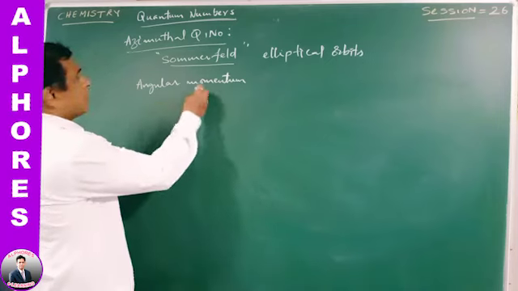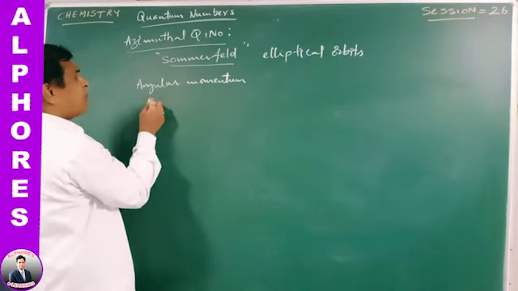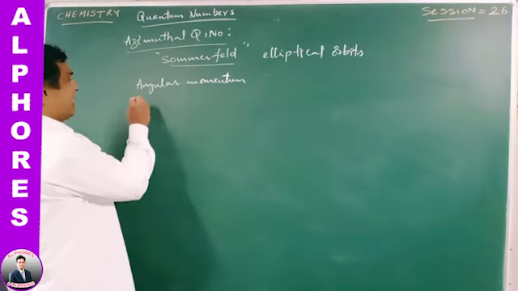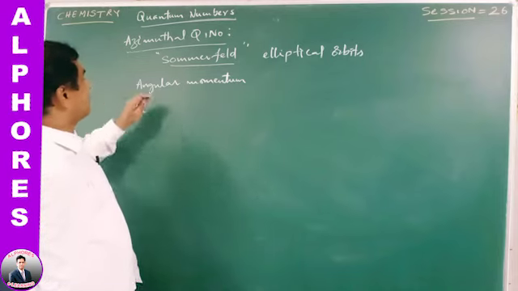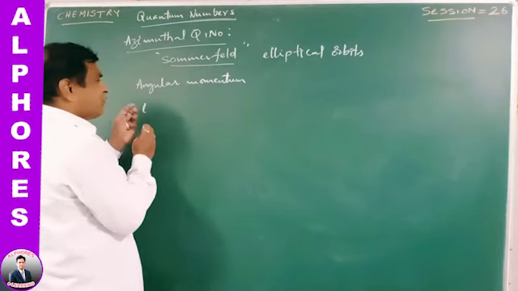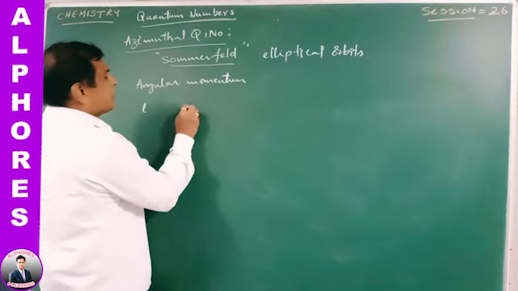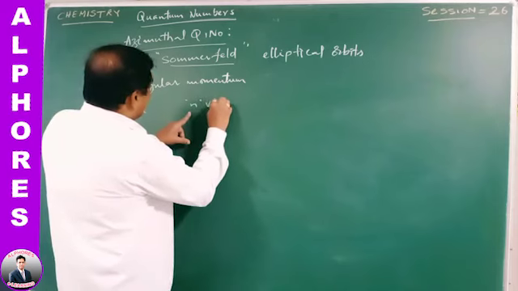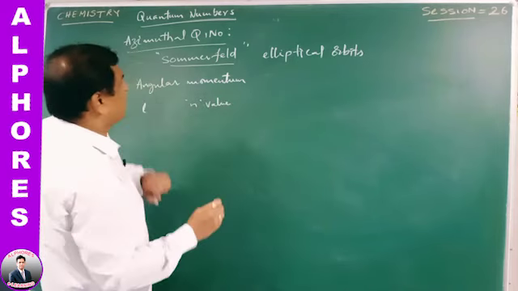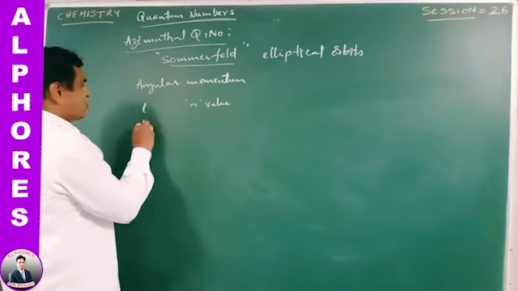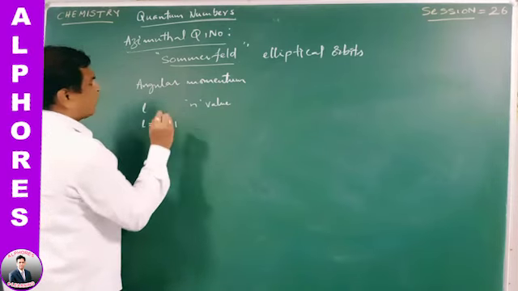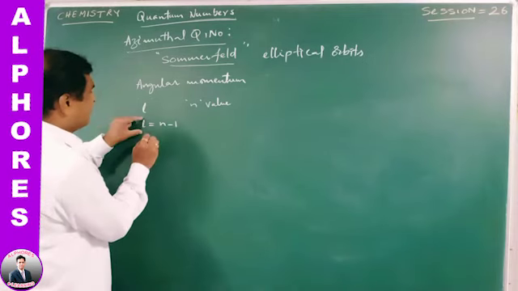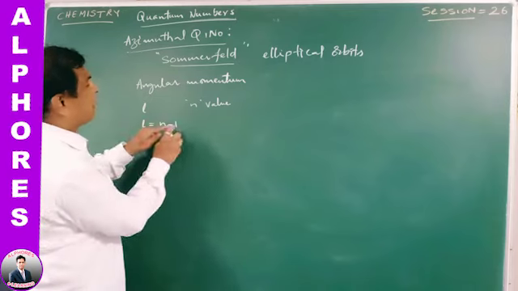Therefore, the azimuthal quantum number is denoted by the symbol L. The values of L depend upon the principal quantum number, that is, the n values. L values are always equal to n minus 1.